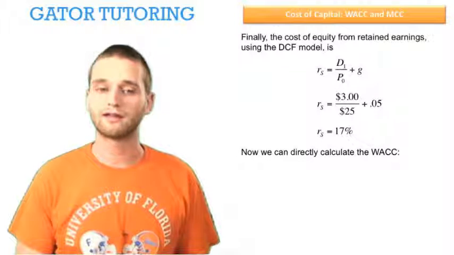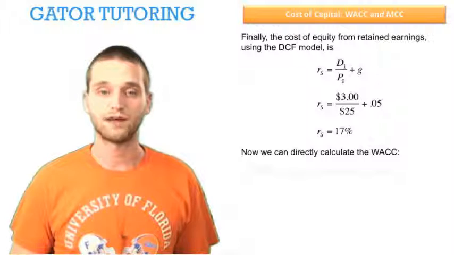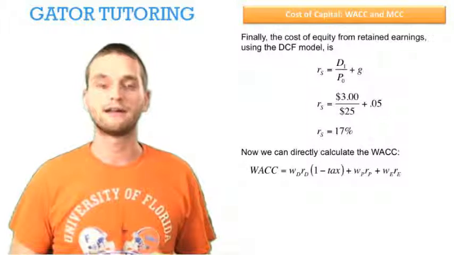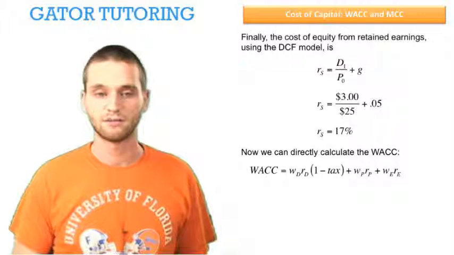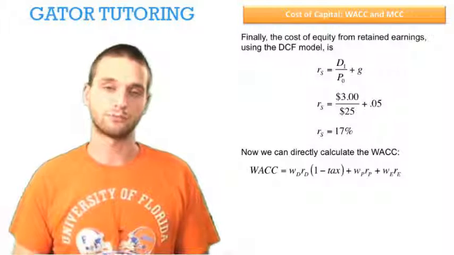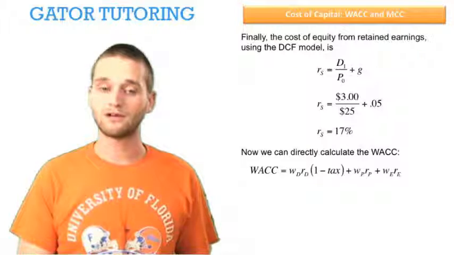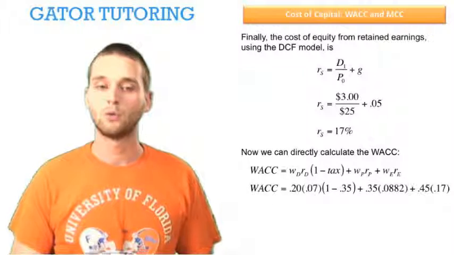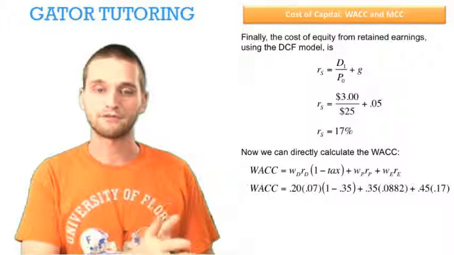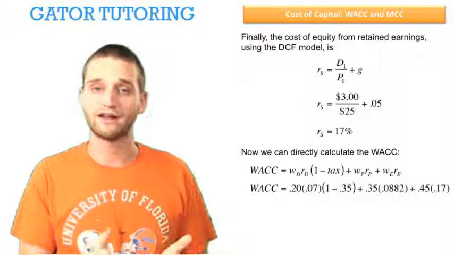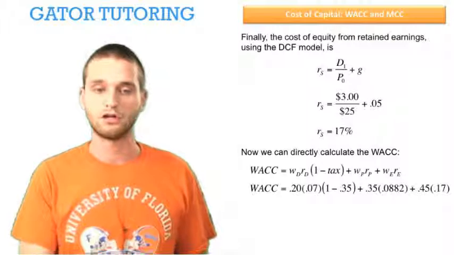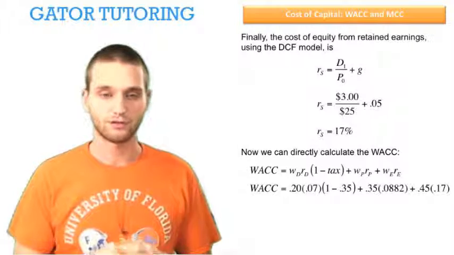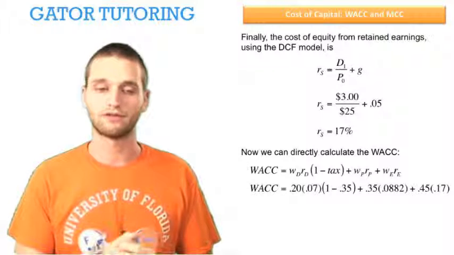So now we can directly calculate the weighted average cost of capital. The formula, again, is the weight of debt times the return on debt times 1 minus the tax rate, plus the weight of preferred times the return on preferred, plus the weight of equity times the return on equity. So we plug in all of our numbers, we wanted 20% of our capital financing to be from debt, so the weight of debt is 20%, 0.2. The return on debt was 7%, and the tax rate is 35%, so we just plug that into the parentheses, the 1 minus the tax rate.